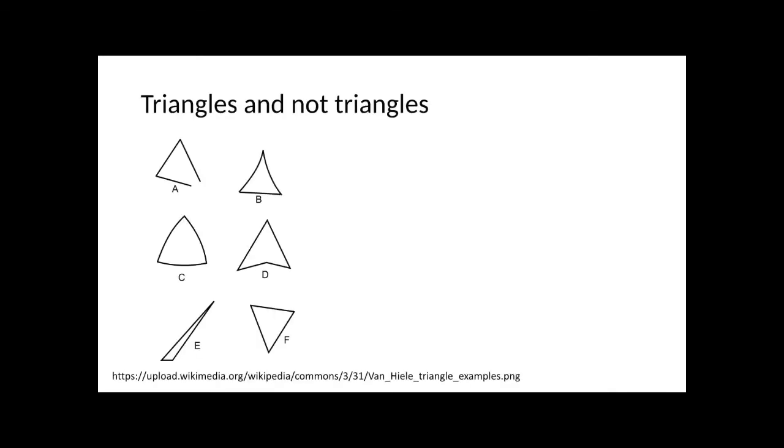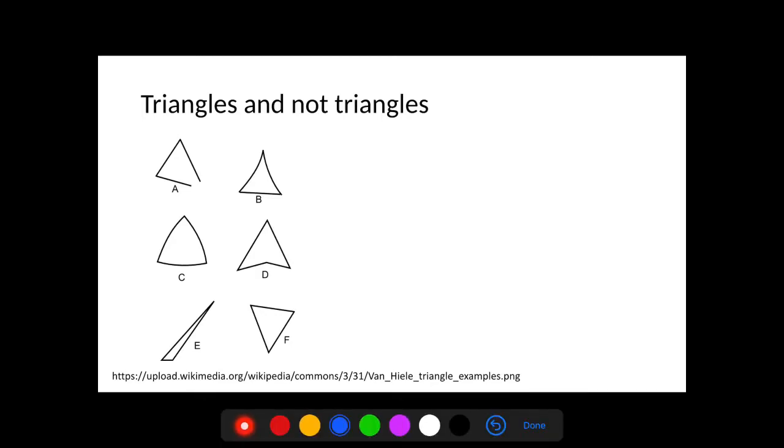Let's talk about triangles. A young child might think all 6 of these figures are triangles because all of them resemble triangles. Some of them actually are triangles. Let's look at what attributes make a shape a triangle.